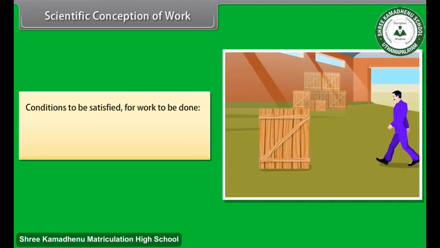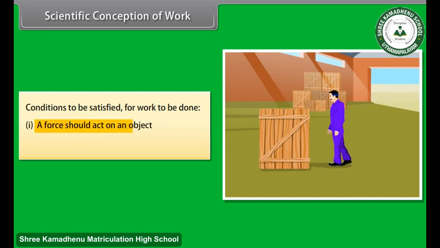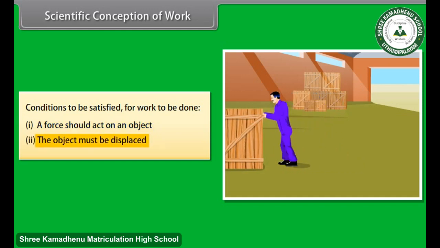Scientific conception of work. For work to be done, these two conditions should be satisfied. First is, a force should act on an object. Second is, the object must be displaced. Let's take a look at a few situations.